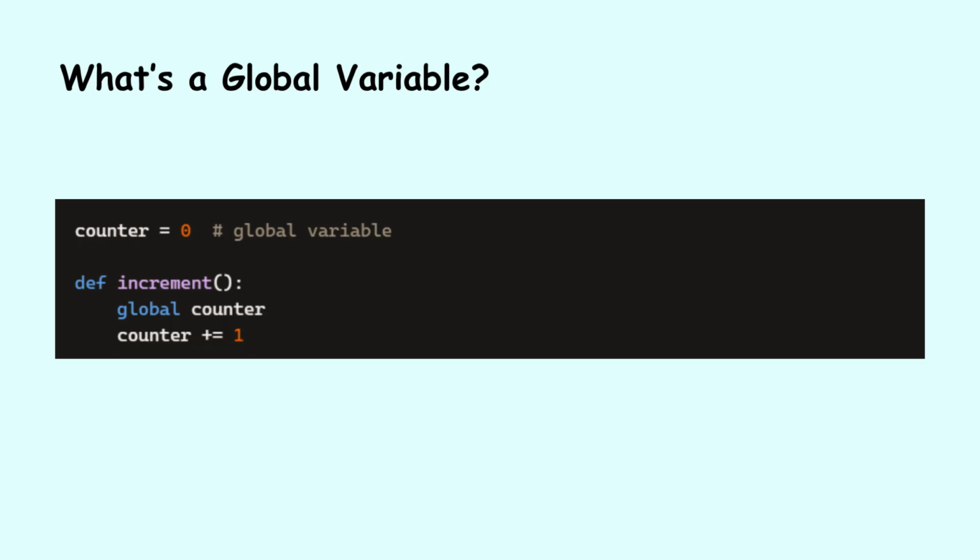Next, we have a function called increment. Inside that function, we use the global keyword before counter. That's Python's way of saying, hey, I want to use the global version of counter, not create a new local one. It's important to understand that without the global keyword, Python would treat counter as a brand new local variable. That means it would only exist inside the function and wouldn't affect the original counter defined outside.